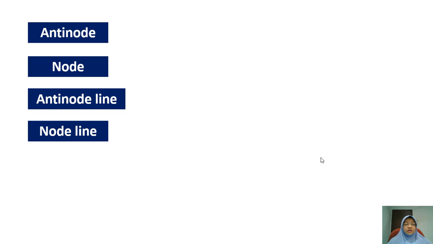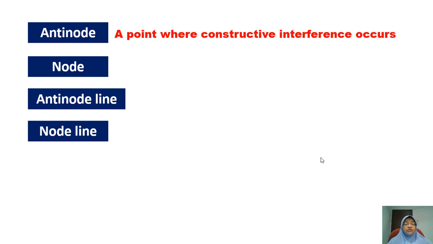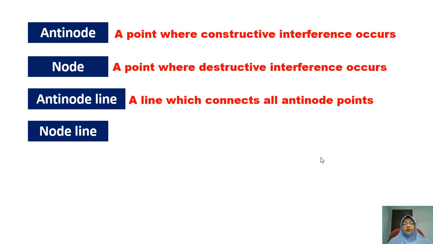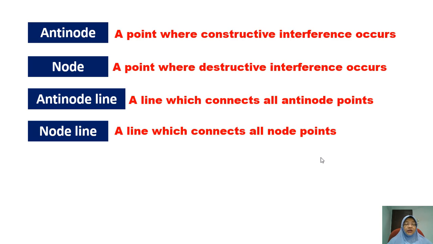Now let's look at terms regarding interference. The first one is antinode. Antinode is a point where constructive interference occurs. Node is a point where destructive interference occurs. Antinode line is a line which connects all antinode points. Node line is a line which connects all node points.